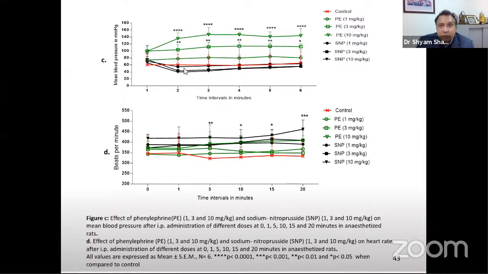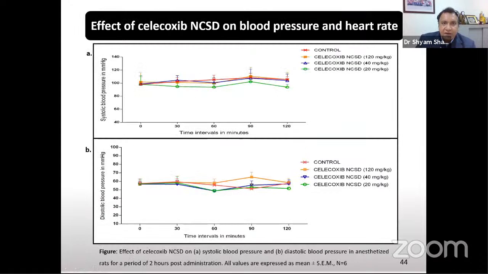Then mean arterial blood pressure, which is generally calculated as diastolic pressure plus one third of pulse pressure. Pulse pressure is the difference between systolic and diastolic pressure. And then there is heart rate. You can see these animals mostly have a heart rate of 350 to 450. And then whether phenylephrine and sodium nitroprusside have an effect is what you have to test.